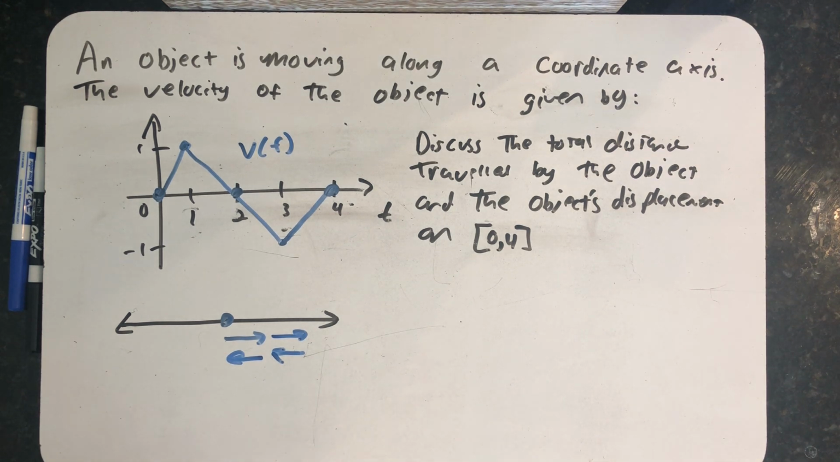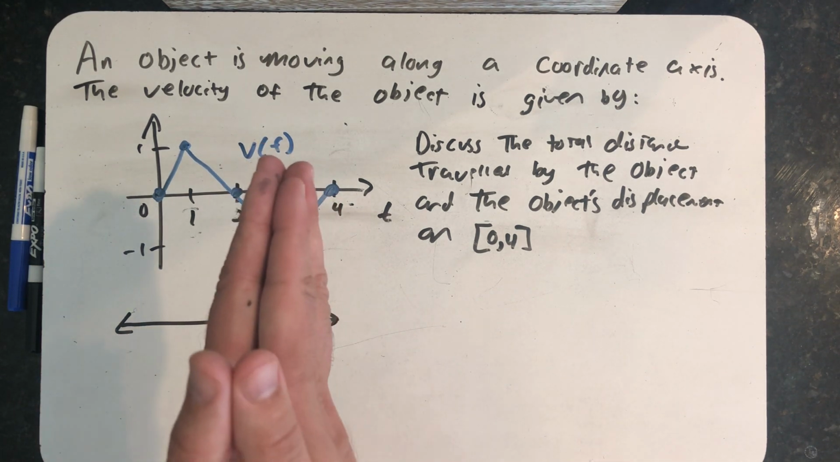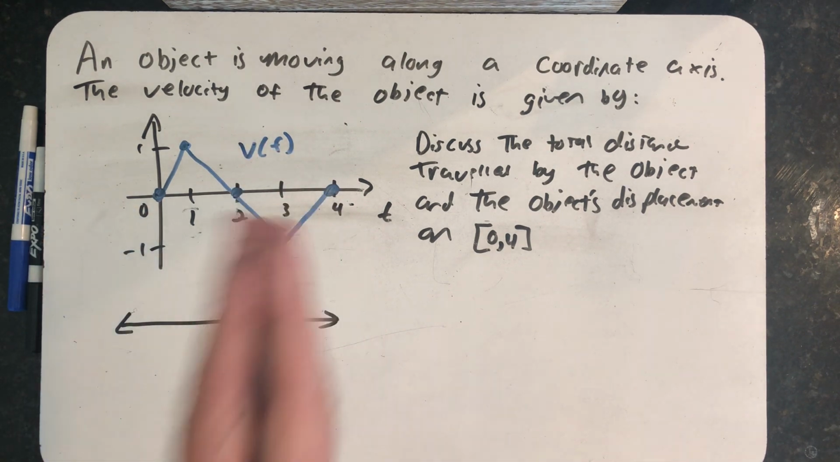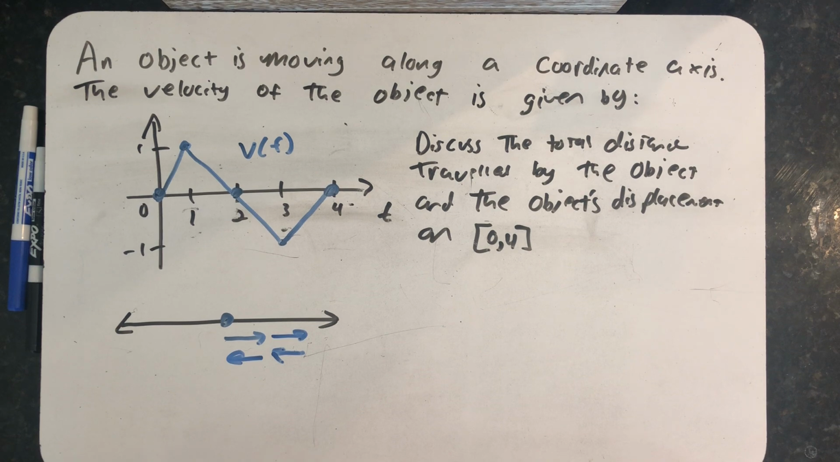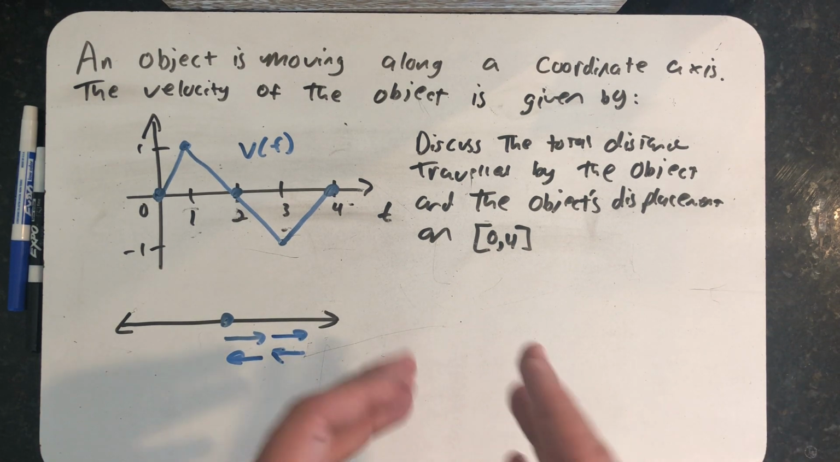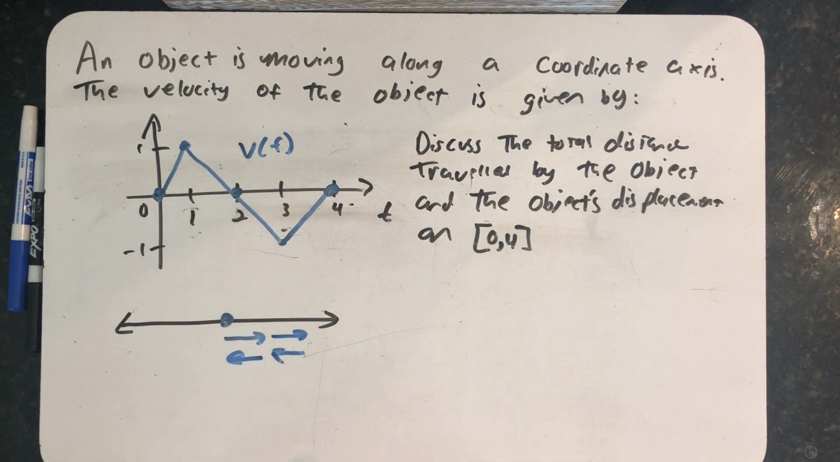But when I say displacement, I'm talking about just my net gain. So if I walk 3 feet to the right and 3 feet to the left, my displacement is 0. I got back right where I started. If I had gone 3 feet to the right and then I walked back only 2 feet to the left, then my displacement would be that 1 foot difference. And that's really the difference.